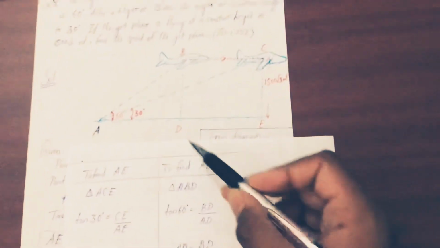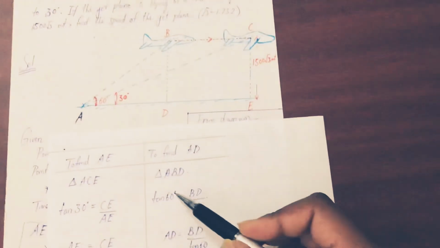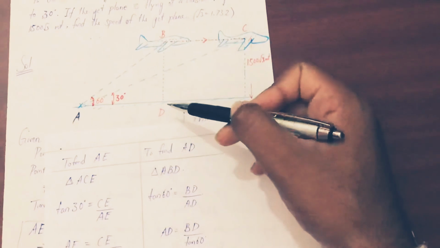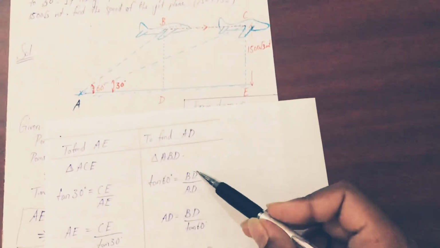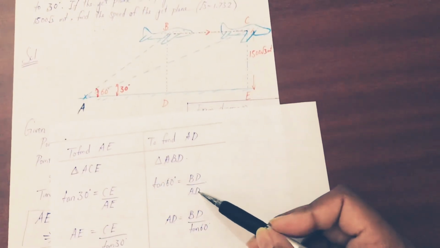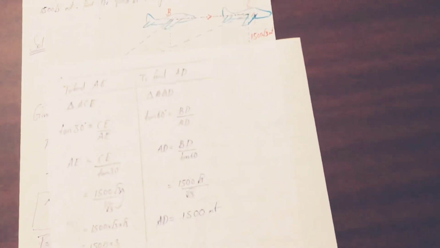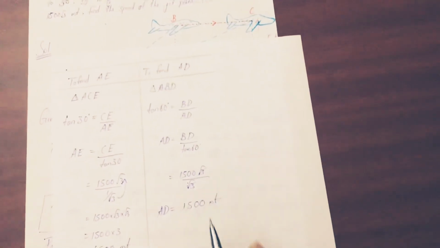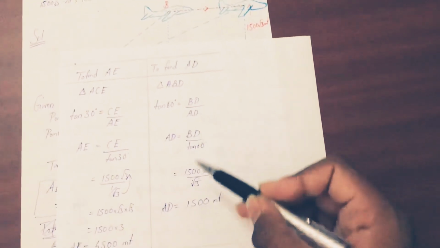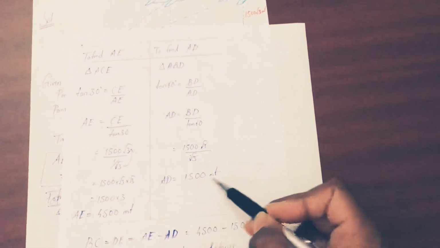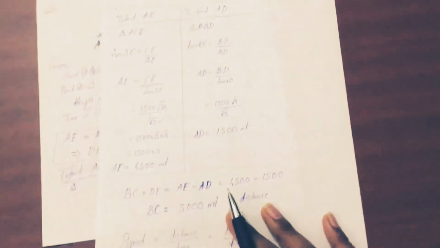Now we can find the AD value from triangle ABD. In triangle ABD we have tan 60 is equal to opposite by adjacent. Opposite is BD, adjacent is AD. So BD by AD. The AD value is unknown, which we need to find now. So AD is equal to BD by tan 60. Then we substitute the BD value and tan 60 value. BD value is 1500 root 3 and tan 60 is root 3. So root 3 gets cancelled. We get AD is equal to 1500 meters.